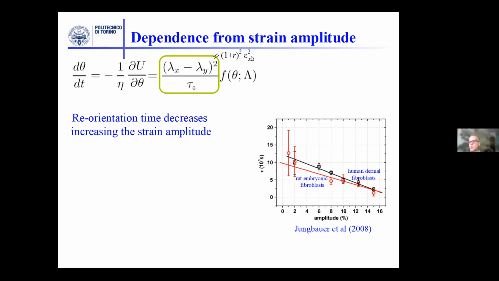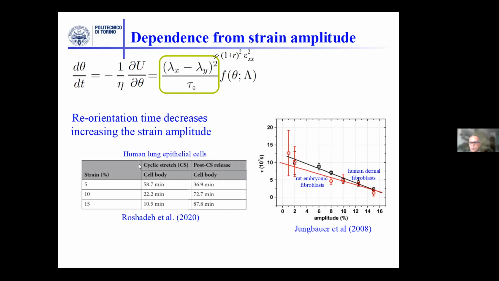And it will go like epsilon_xx squared. Okay? So let's take some data to compare. It means that, for instance, if you start with a strain of 15% and you lower it to 10%, 2/3 squared is 4/9, and so the timing should become 9/4, more or less doubling, and this is what you get.